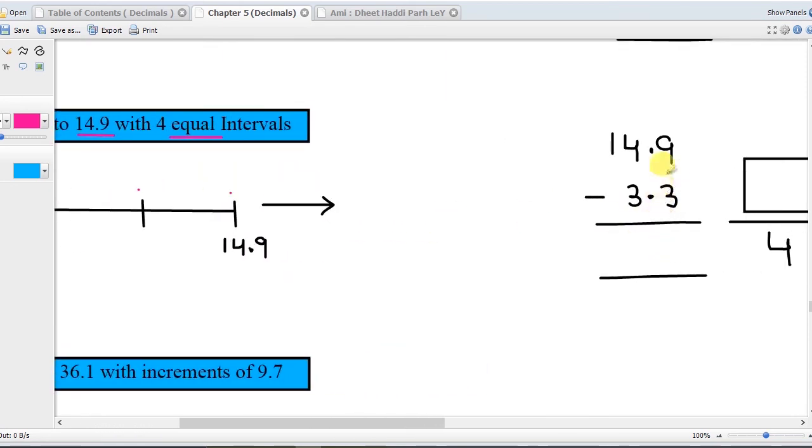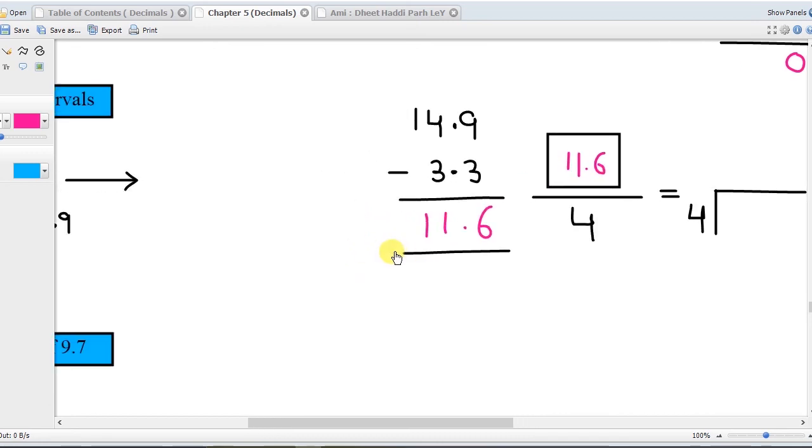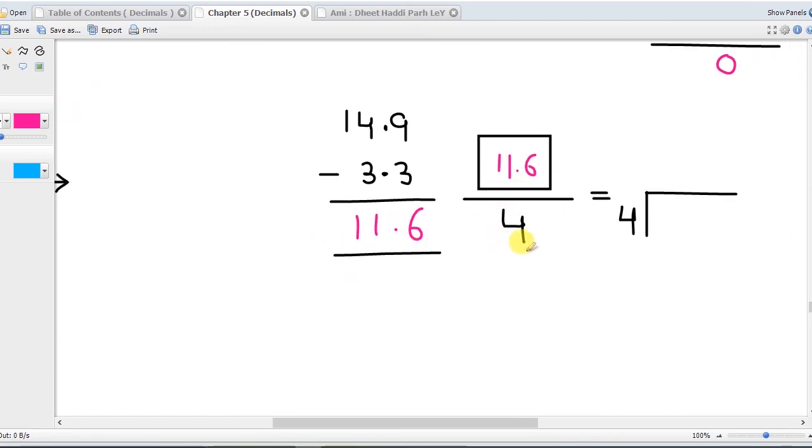Take away these two numbers, so this will give me 11.6, right? Now this is the number I'm getting here, the distance in between these two values, right? So now since there are 4 equal intervals, that's why I'm going to divide it by 4. So this whole process is basically called finding the average or mean, right? In order to find the exact distance between each interval, each patch. Total patches are 4, and we are finding the exact distance of one patch, right?